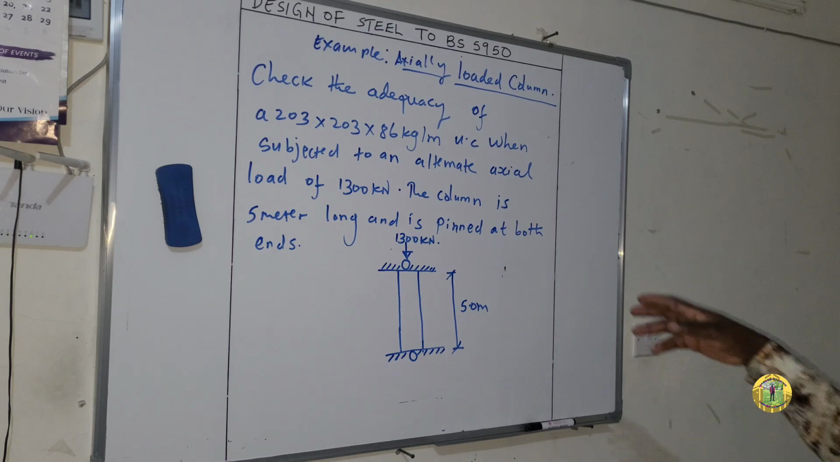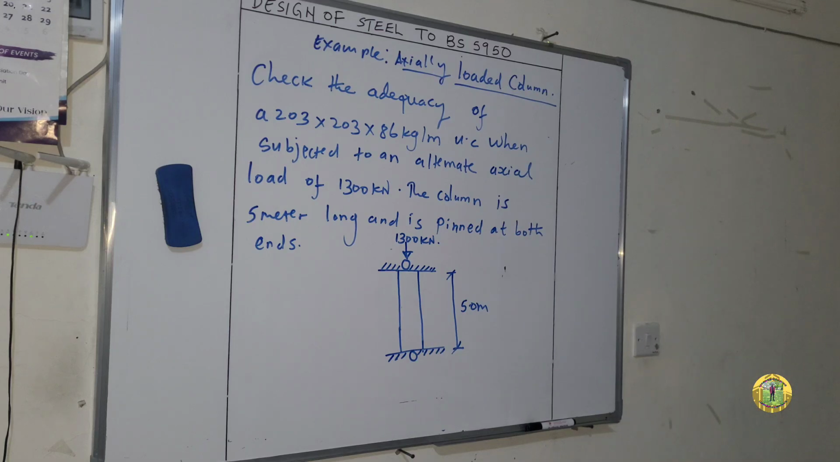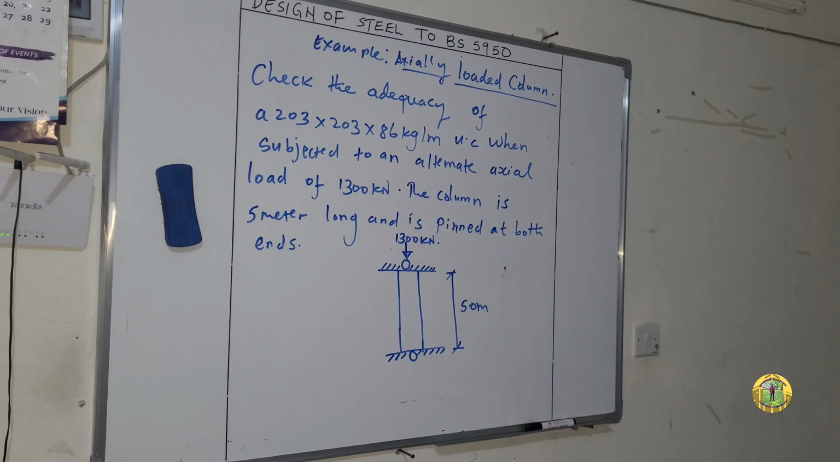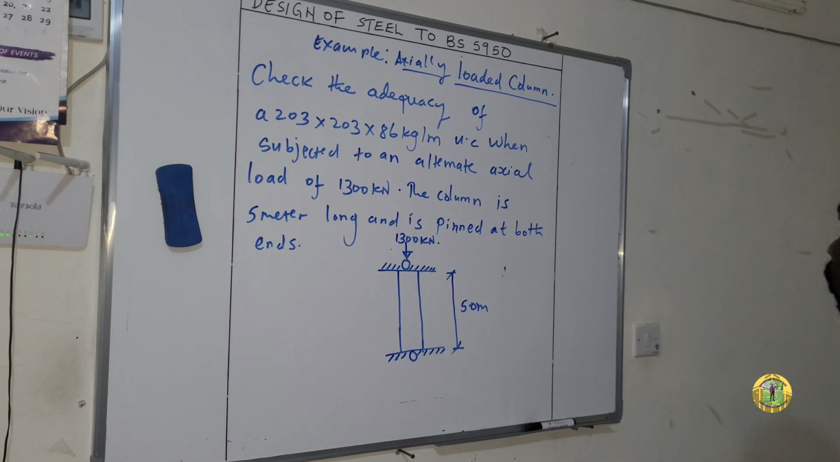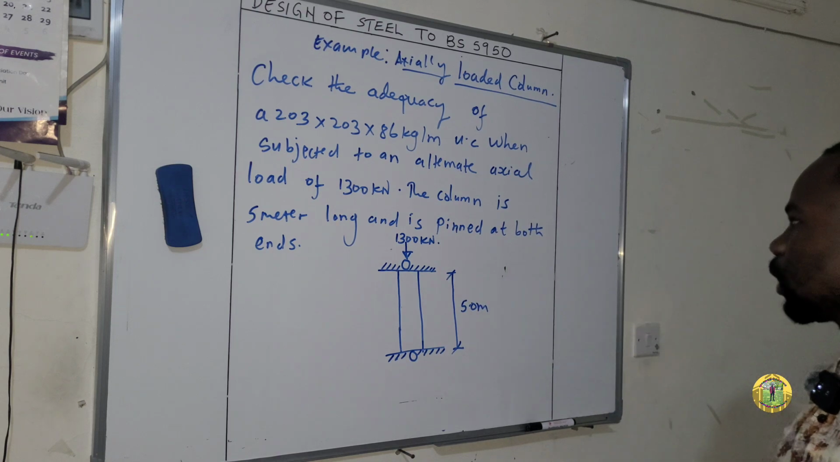Today I want to solve this problem, and it is an example of an axially loaded column. So the question reads: check the adequacy of a 203 by 203 by 86 kilogram per meter universal column when subjected to an ultimate axial load of 130 kilonewton. The column is 5 meters long and is pinned at both ends.